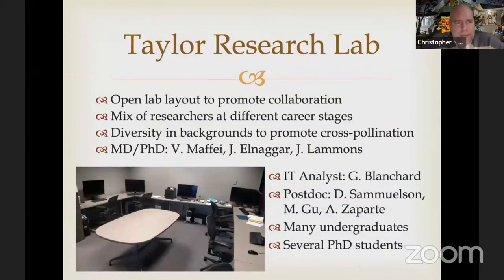So my research lab, just to give you an idea, at LSU, one of the tenets of the lab when I built it is that I wanted it to be an open environment.